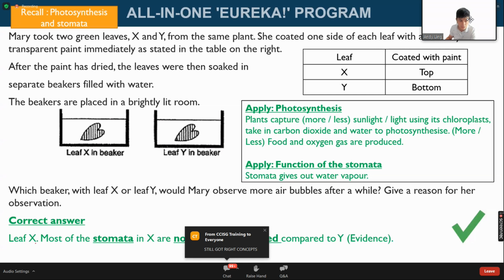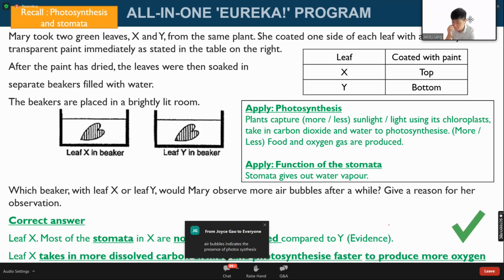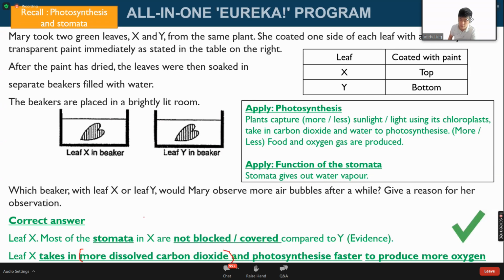First one, we need to provide the evidence. Most of the stomata in X are not blocked or covered compared to Y. So I just compare the stomata. And then after that we talk about the photosynthesis process. You see, parents, what am I talking about here? Which factors allow you to produce more oxygen gas? Because most of the stomata are not blocked, the factor is more dissolved carbon dioxide is taken in.